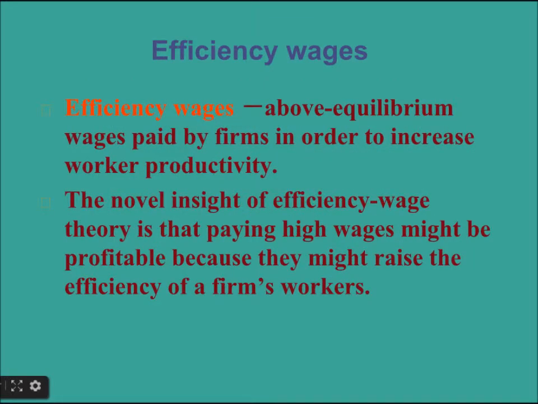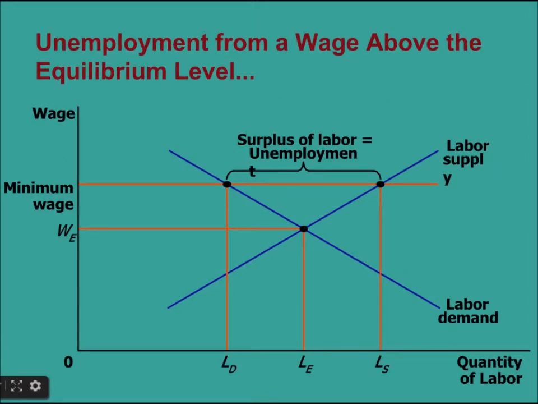Efficiency wages. Efficiency wages are above-equilibrium wages paid by firms in order to increase worker productivity. The novel insight of efficiency wage theory is that paying high wages might be profitable because they might raise the efficiency of firms' workers. Let's understand unemployment from wages above the equilibrium level.